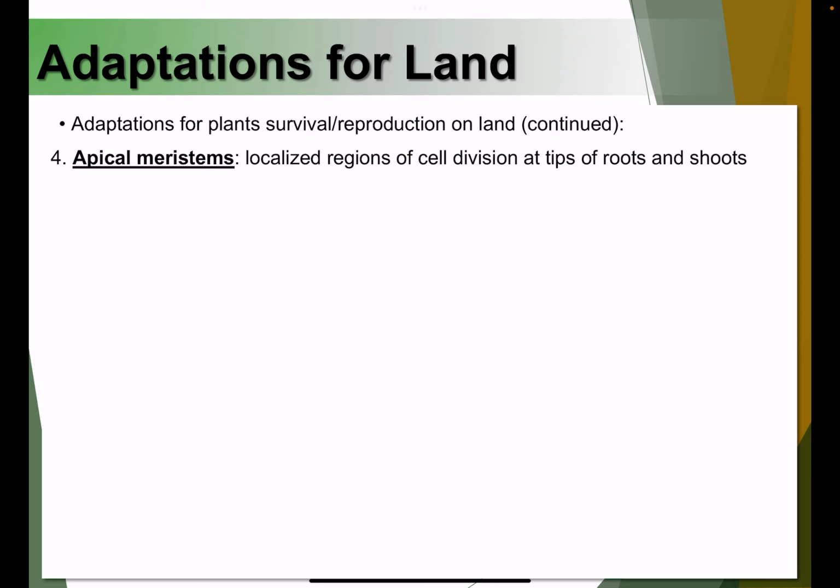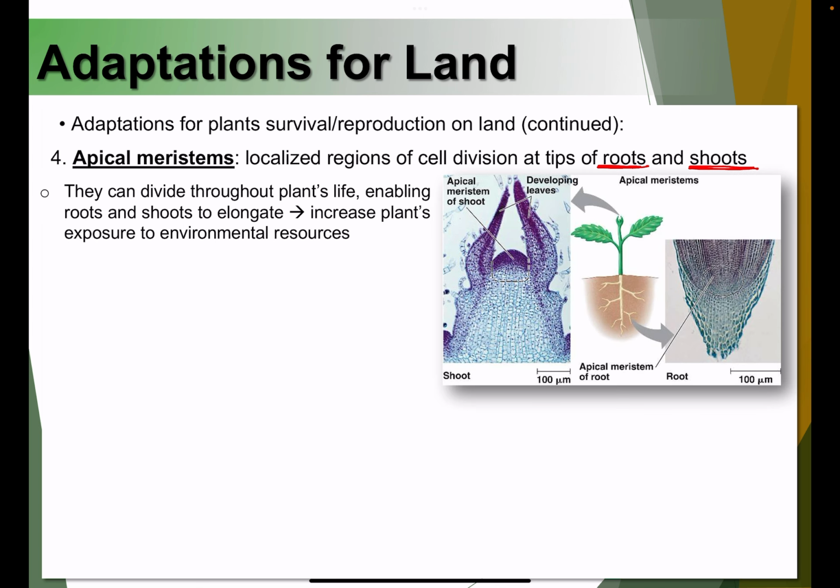And so the fourth adaptation for land that plants have are what's called apical meristems. These are localized regions of cell division that are usually at the tips of roots and also of shoots. Roots go downwards into the soil, shoots go upwards into the sky, where we can have stems shooting out and also leaves coming out. They can divide throughout the plant's entire life, these apical meristems. This is what enables the roots and shoots to elongate, going down into the soil and also up into the air as tall as they can.